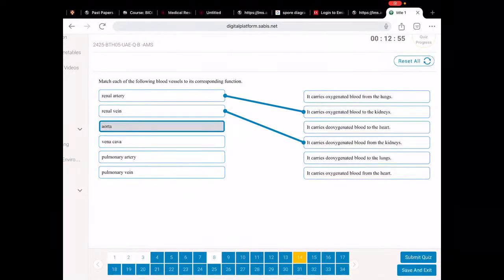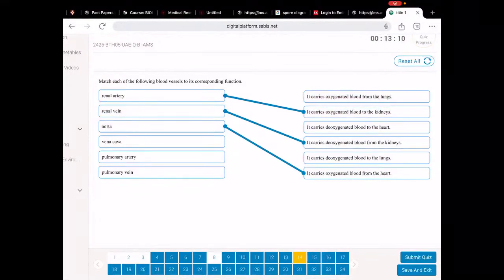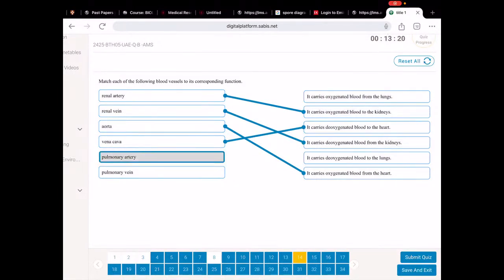Aorta is the largest artery, okay, and it has the highest pressure. Why does it have the highest pressure? Because it pumps blood to the entire body, okay. So it carries oxygenated blood from the heart, okay. Vena cava carries deoxygenated blood to the heart, while pulmonary artery, as you guys said, carries deoxygenated blood to the lungs, while pulmonary vein carries oxygenated blood from the lungs to the heart.